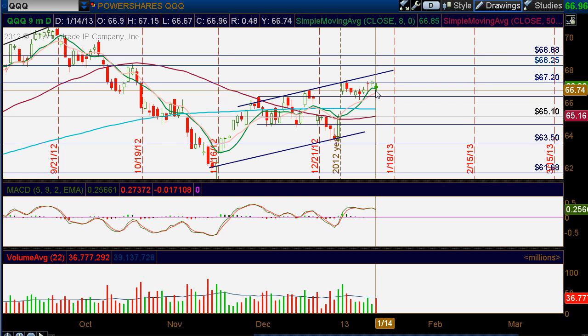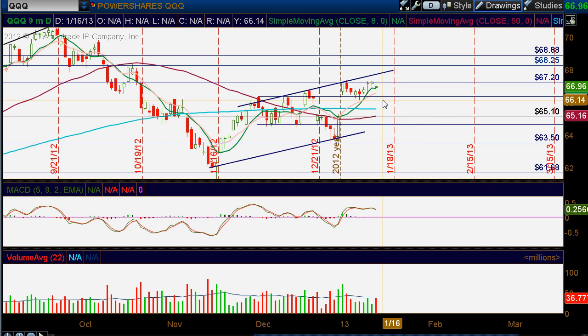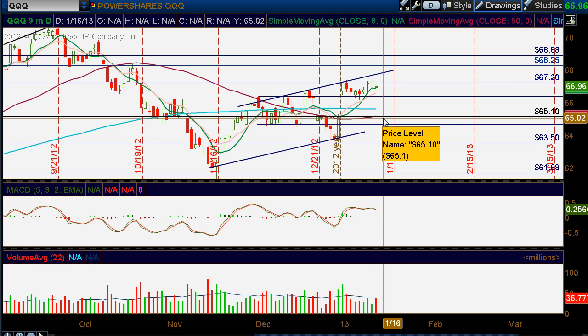But first of all, watch this area of support down here, 66.37, really closely, because if we do ever break through that one and close the day lower, we could head down to that next area of support down here where you see this blue moving average, which is a 200-day moving average, and then the next one below, which is right here at the 65.10 mark. All right, so that is what can happen.